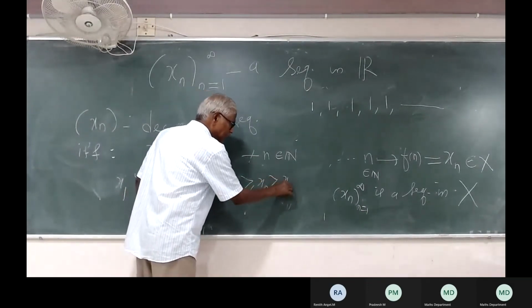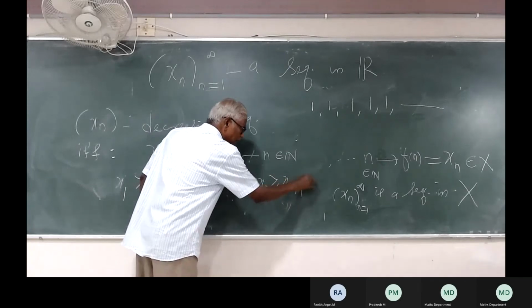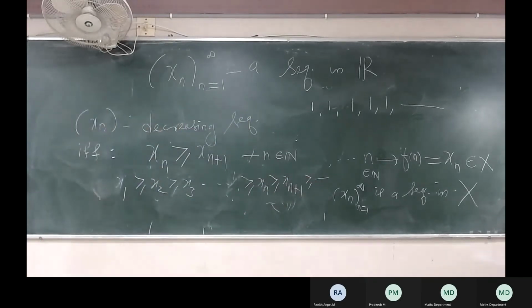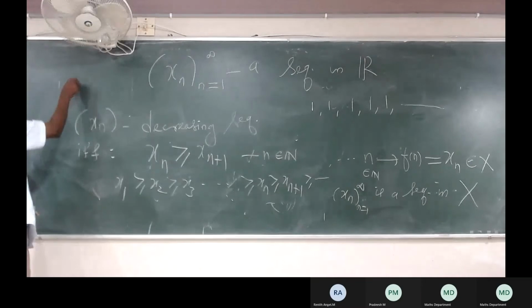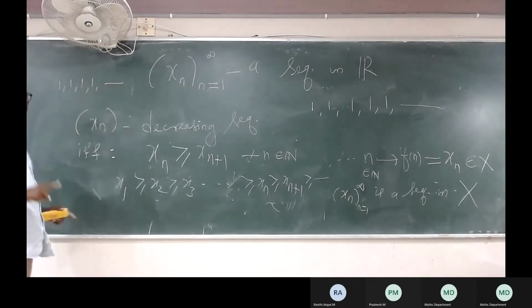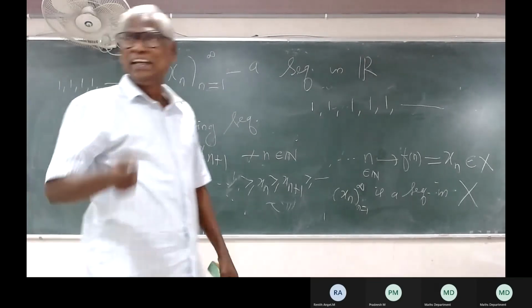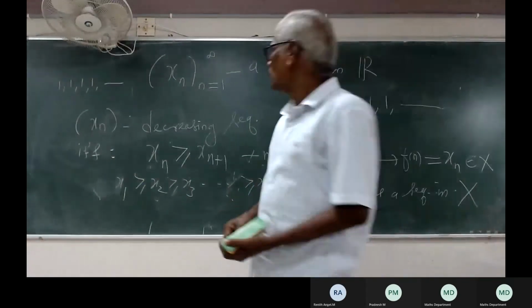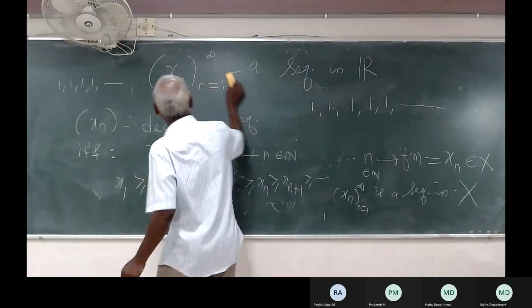x_n greater than or equal to x_{n+1} means it keeps reducing, not strictly. That's what the sequence 1, 1, 1, ... is: it is monotonically increasing as well as decreasing. But if you say that, we can write any sequence.